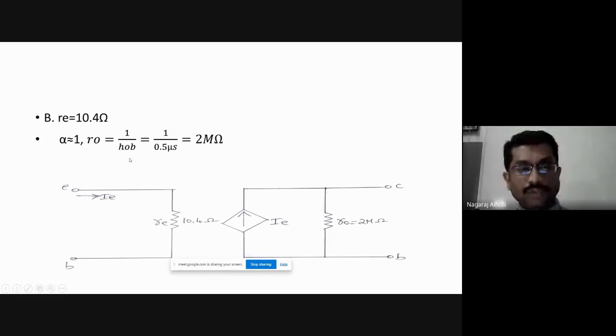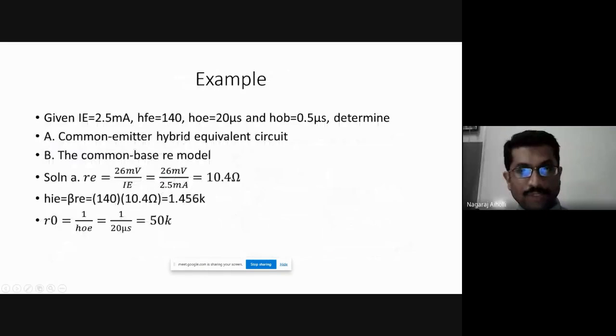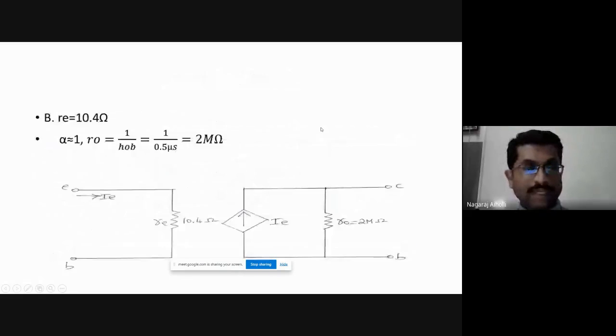R naught will be 1 upon HOB, that is 1 divided by 0.5 microsiemens. HOB is given in the problem. The question gives HOB as 0.5 microsiemens, for the common base. For the common emitter, we have to take HOE. HO will become HOE, the output admittance. For common base the output admittance will be HOB, that is 1 divided by 0.5 microsiemens. That will give the value of output resistance. Calculate how much you will get.